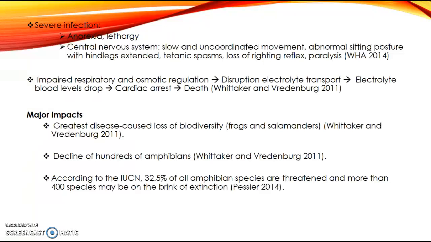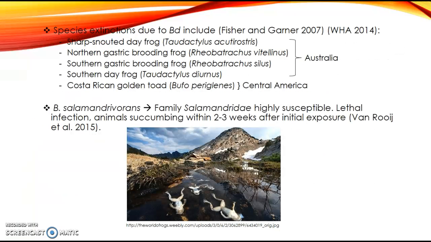And actually, according to the IUCN, 32.5% of all amphibian species are threatened, and more than 400 species may be on the brink of extinction due to chytridiomycosis. Over just the past 30 years, the fungus has caused the decline or extinction of at least 200 species of frogs. Species extinctions due to Bd include the sharp-snouted day frog, the northern gastric brooding frog, the southern gastric brooding frog, the southern day frog, and the Costa Rican golden toad.